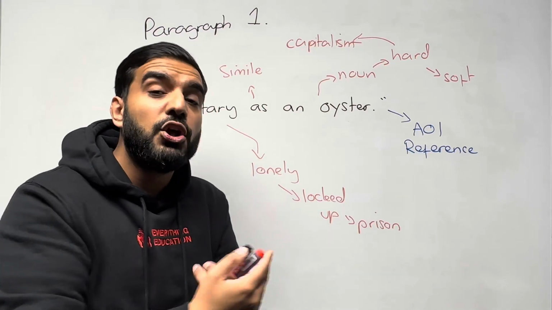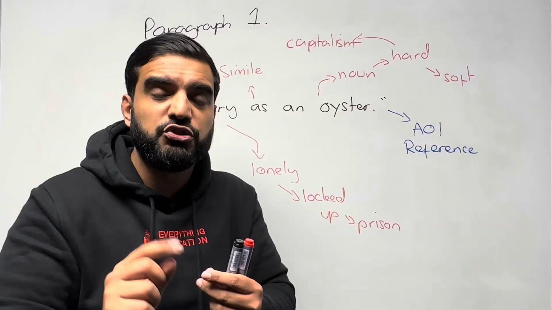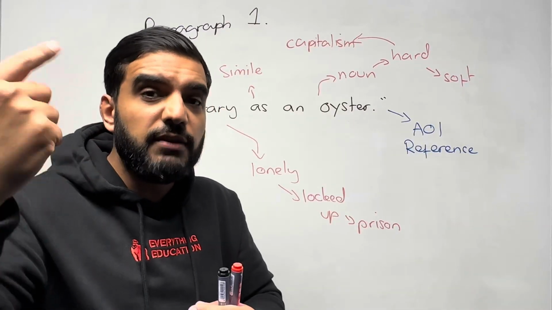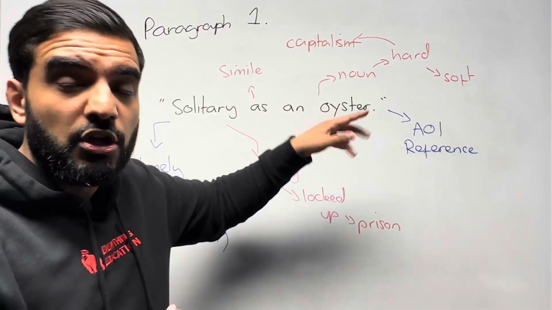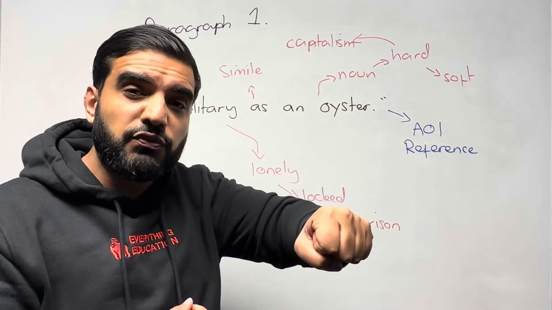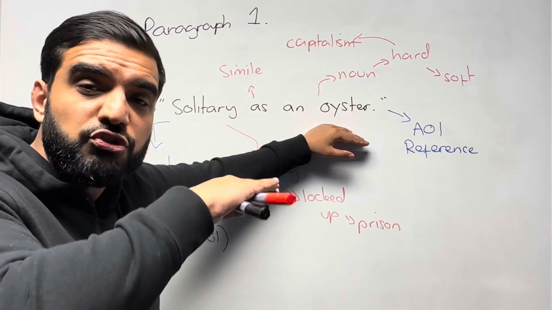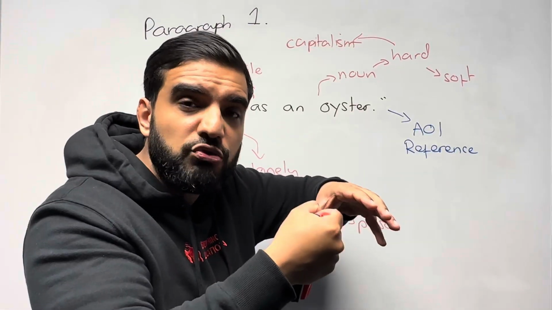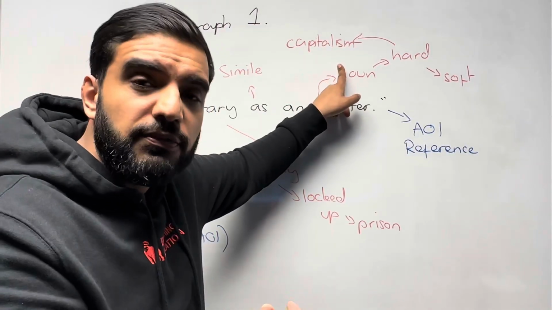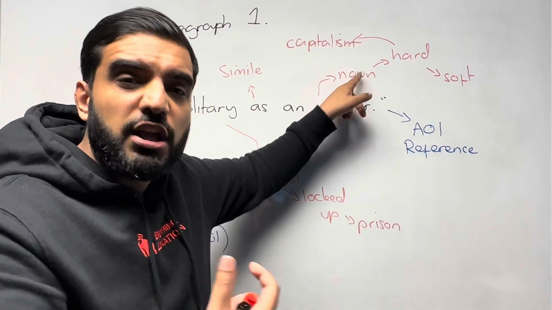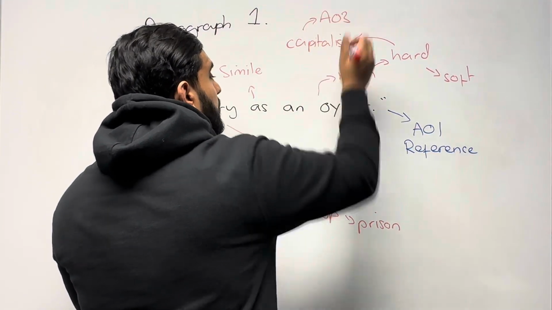However, in this text, we can't physically see what or who has locked up Scrooge. So we're going to use our grade 9 inference and we're going to say that because the writer chooses the noun oyster, hard on the outside, soft on the inside, this hard outer layer that controls Scrooge, that doesn't show us the real Scrooge, is capitalism. Because he's been indoctrinated into the belief that the only thing that he should care about is money and himself. Alright guys, that is our AO3 link.